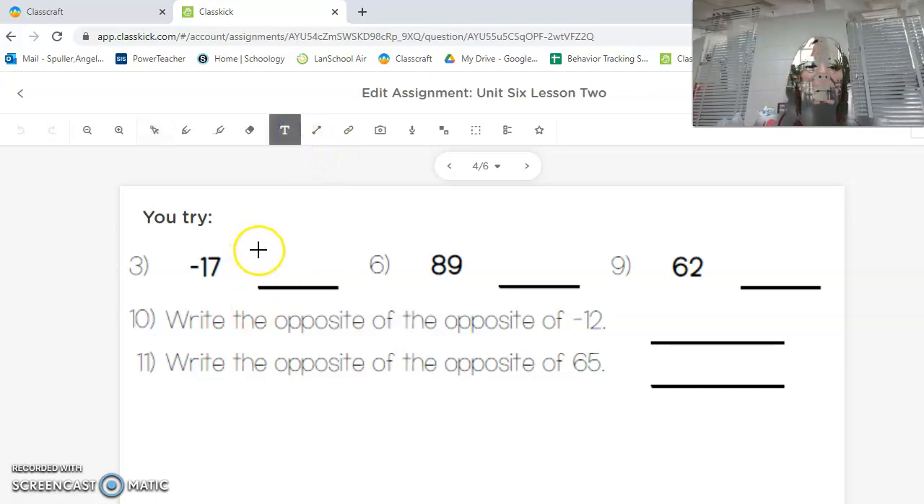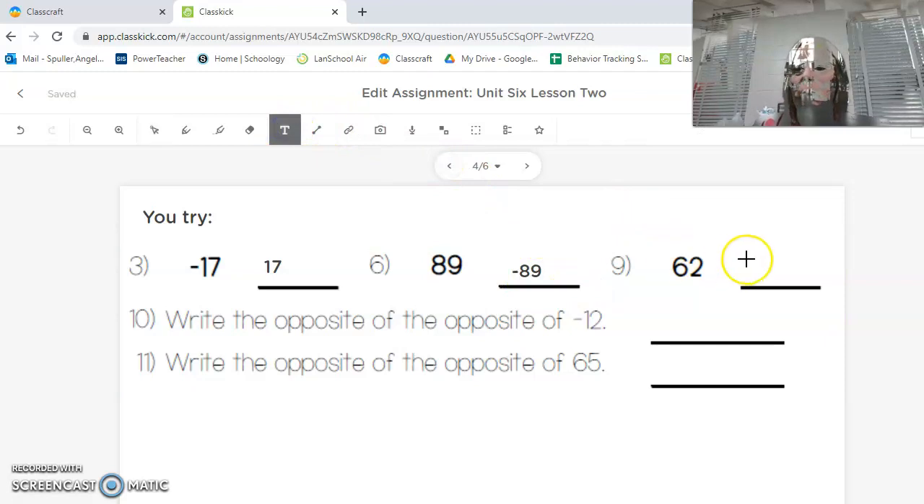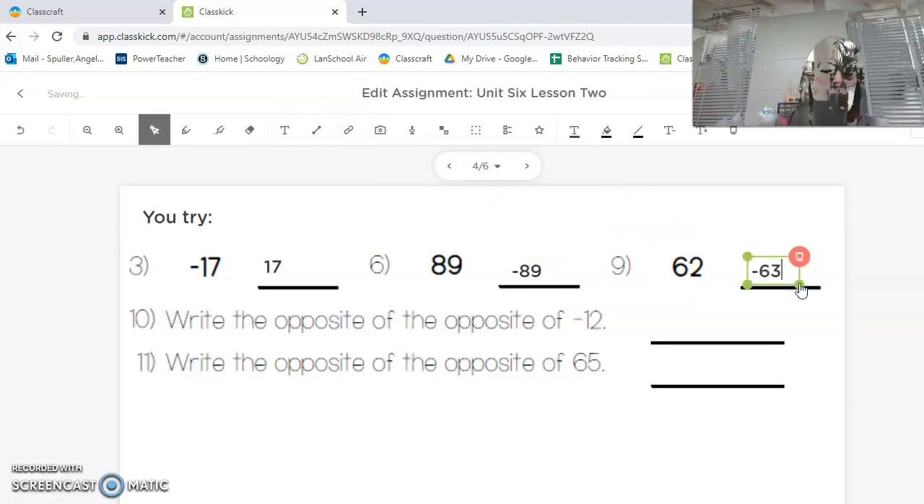Okay, for -17, you should have said 17. For 89, you should have said -89. For 62, you should have also said -62.